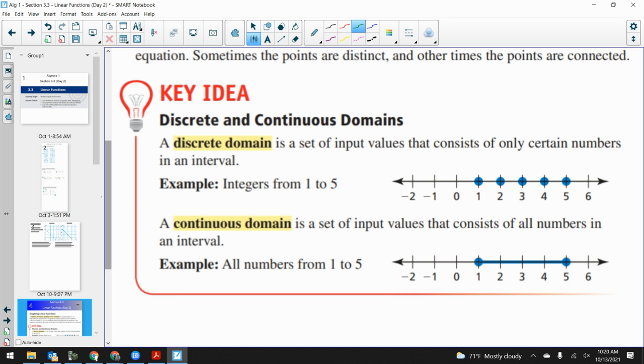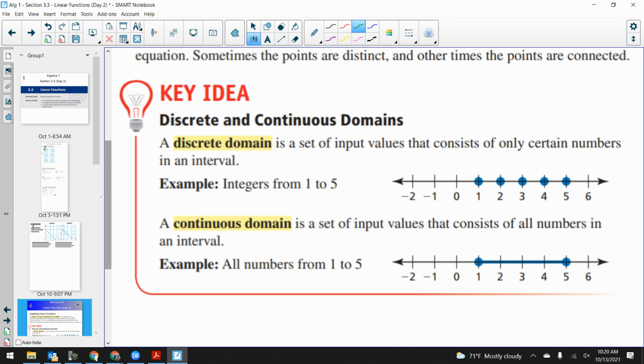Not all numbers on an interval, but only certain numbers on an interval. For example, they could be integers from 1 to 5. Now, what are integers? Integers are just positive or negative whole numbers. So if I only want integers from 1 to 5, that means 1.5 is not included in that set. That means 2.5, 3.5, 2.75, 1.25. Those numbers are not included in that set. The only numbers that are included in that set is 1, 2, 3, 4, and 5. Just 5 single solitary points.